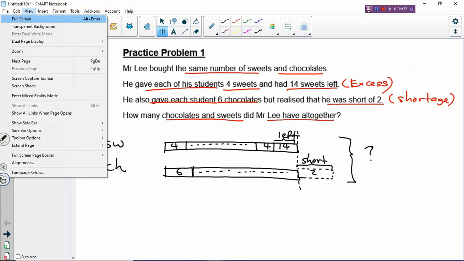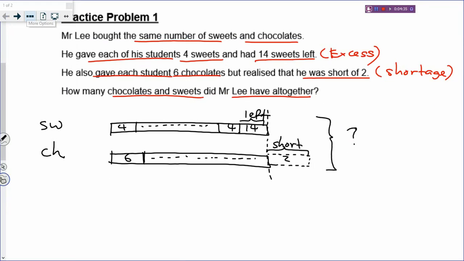All right, so how do we solve this problem by looking at the model? This is like your average model. What is average? It means that everybody gets an equal number. So everybody gets 4 sweets. Everybody gets 6 chocolates. So it's like average. This is your average model. So how do we use this average model to find how many chocolates and sweets?